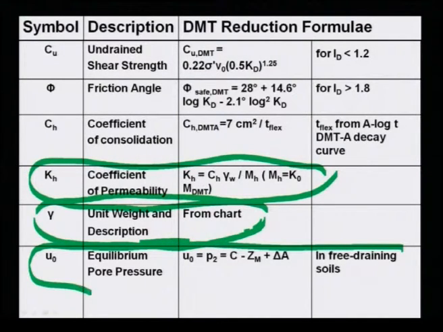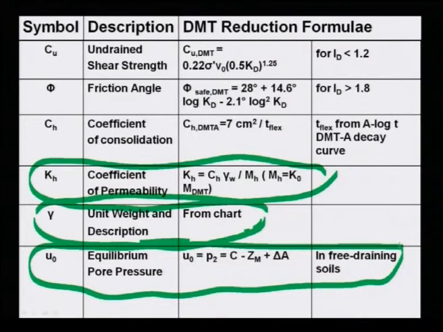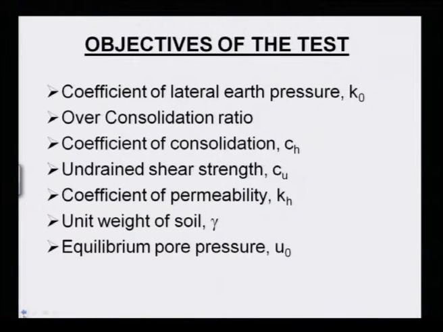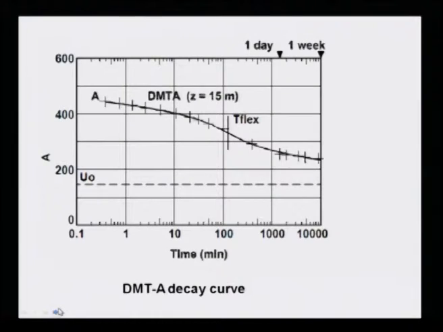It has a great advantage, many parameters you can get. Like I say, you can find the K value, then also permeability, coefficient of lateral earth pressure K0, over consolidation ratio, coefficient of consolidation, undrained shear strength, permeability, unit weight of soil gamma, equilibrium pore pressure U0. Many things you can find out from this test. It has advantages as compared to other in situ tests.